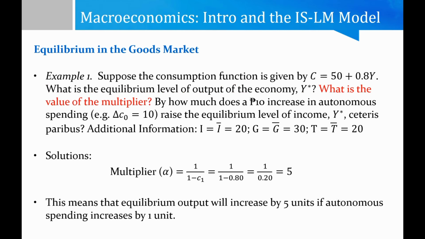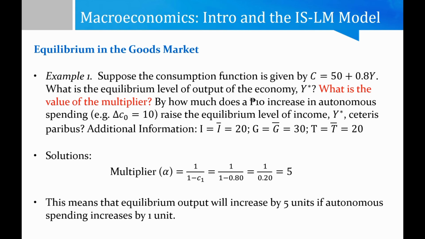The next question is, what is the value of the multiplier? A while ago, we were able to derive the formula for the multiplier, and we will denote the multiplier as alpha. Again, the multiplier is equal to 1 over 1 minus C sub 1. In our example, the value of C sub 1, or MPC, the marginal propensity to consume, is 0.8. So we will use that value to replace C sub 1. So we derive a multiplier of 5.